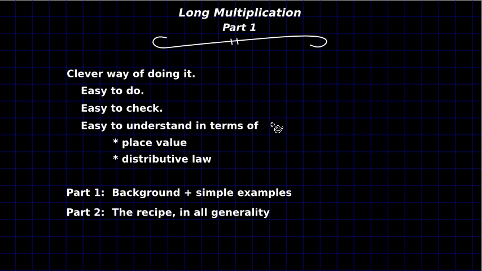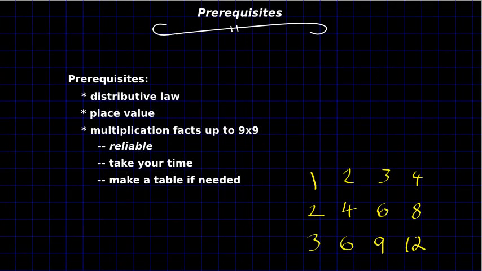In this video, we're going to concentrate on the principles involved, and we're also going to do some simple examples. In a later video, we'll generalize to the general case so you can multiply anything by anything. I assume you already know what the distributive law is, and I assume you know what place value means. You also need to know your multiplication facts up to 9 by 9, short multiplication. This needs to be reliable, but it doesn't need to be fast, so take your time. It's more important to be reliable than fast.